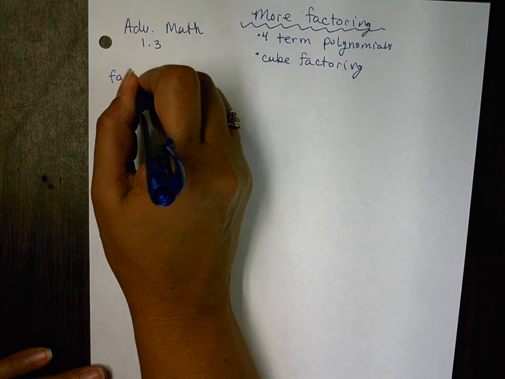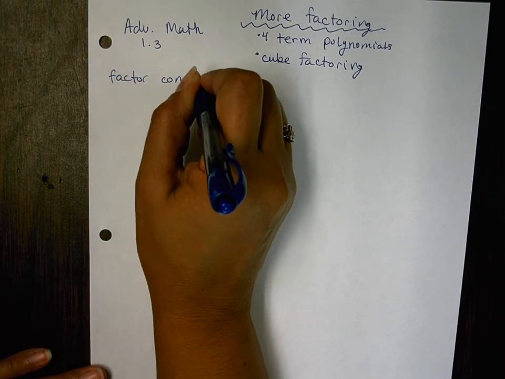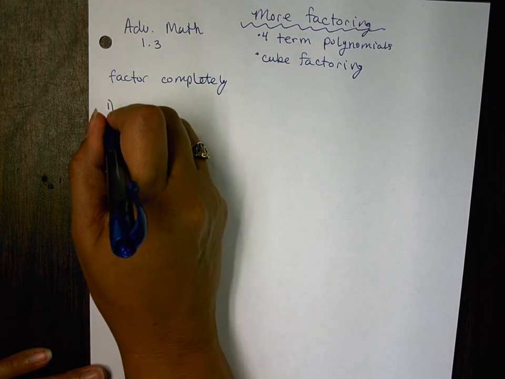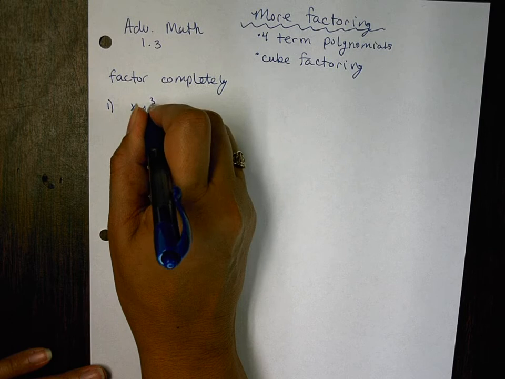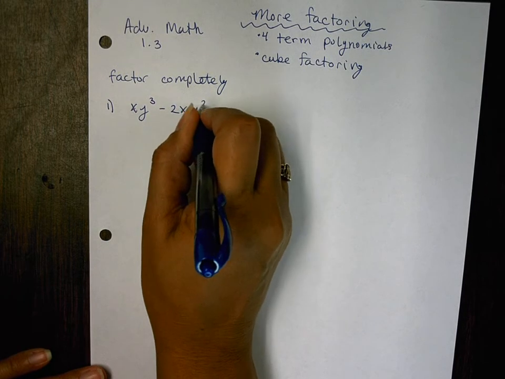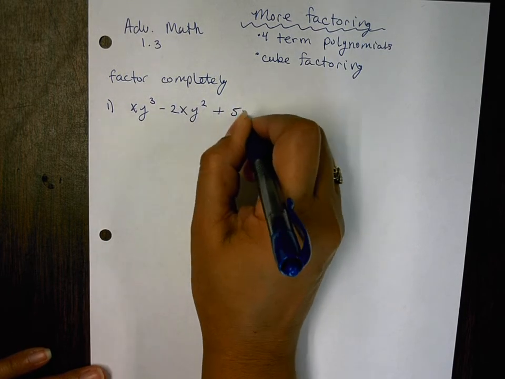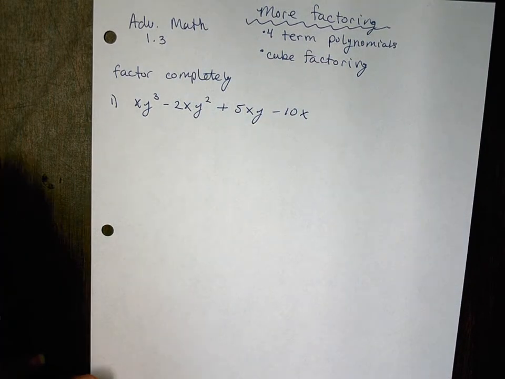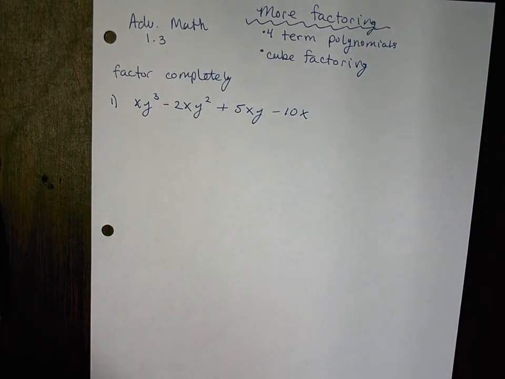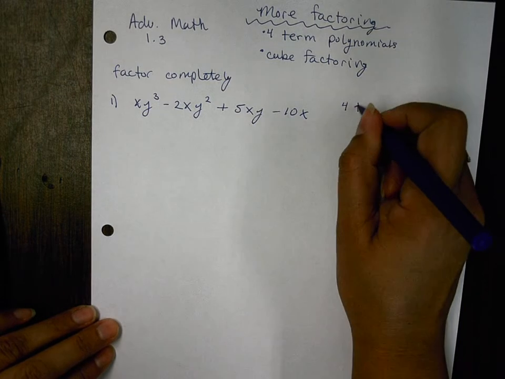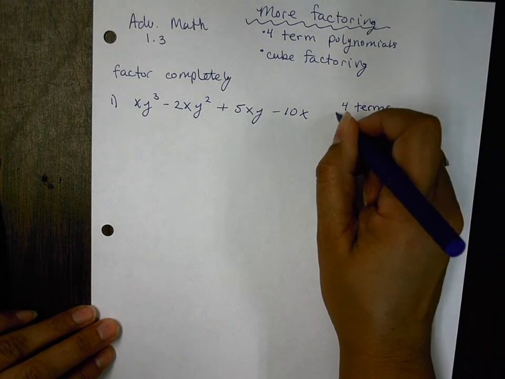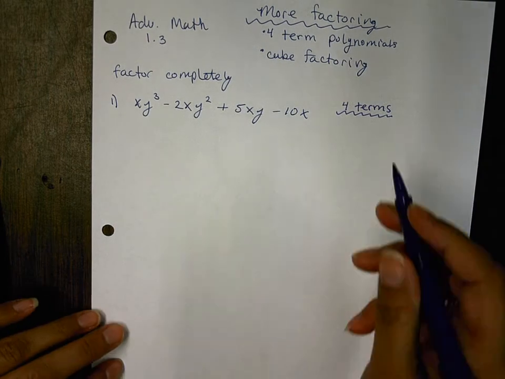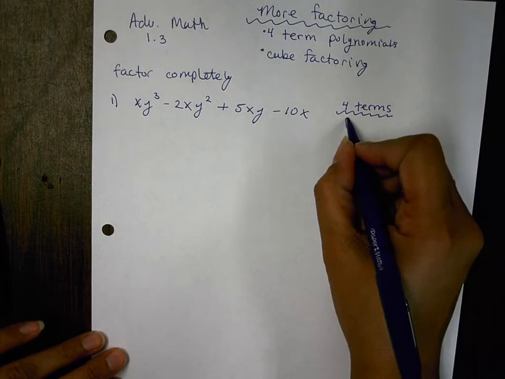Okay, we're going to factor completely. Number 1, xy cubed minus 2xy squared plus 5xy minus 10x. All right, this polynomial does have 4 terms, so I'm going to put a little note here. When you have 4 terms, first thing you should always look for is a GCF. After that, it's going to be a factor by grouping.